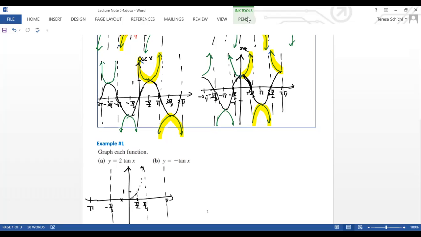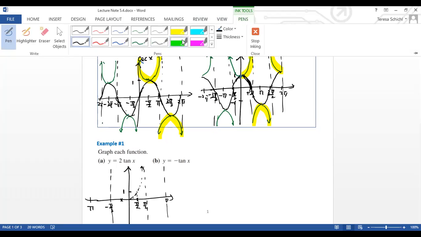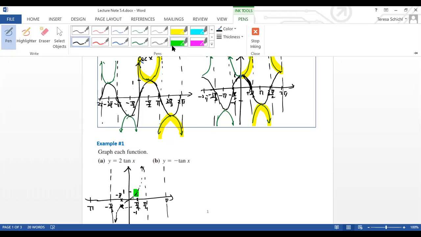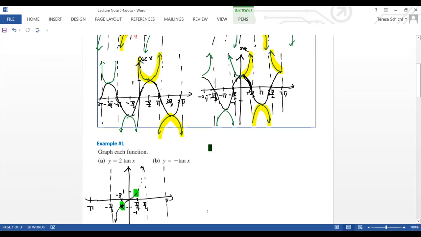So this is one of the key points we're going to graph with our function: pi over 4 and 1. The next one is negative 1, right? So it's going to go down here. This is negative pi over 4, and this point is negative 1. So those are my two key points here, 1 and negative 1.